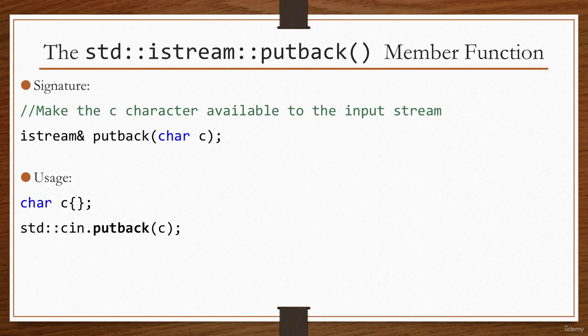Finally, we also have the putback member function, which is going to make the C character, so the argument, available to the input stream. And we've seen this in an example, so we have some character C, and we can put back C, or we can put back whatever other character we may want. And this gives us quite some flexibility with what we can do and how we can manipulate our input and output, so we have some additional flexibility with this.